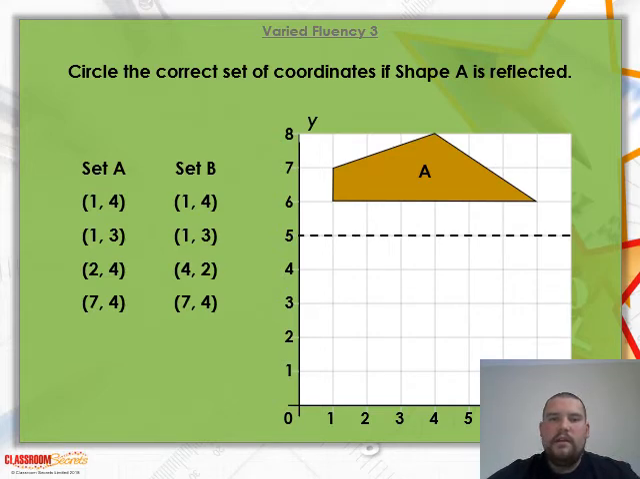Very fluency 3, circle the correct set of coordinates if shape A is reflected. What you'd need to do here is maybe get 2 different coloured pencils or pens and plot the coordinates. Plot the coordinates, see which one is the correct reflected shape. I'm not going to go through this one with you, this one is down to you guys.